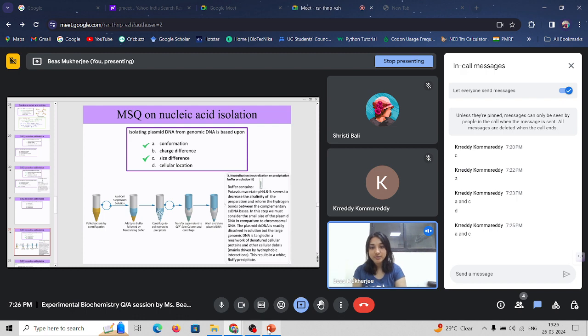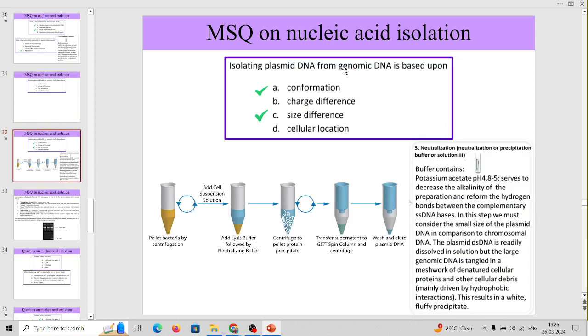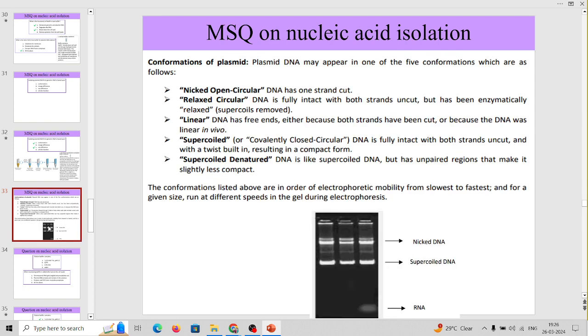Now we will look at the next question. So this tells you about the conformations of different plasmids. As we were talking about the conformation of plasmids here, I have included this slide for you so that this gives you a better idea of the conformation of plasmids. When you run the plasmids on an agarose gel, you can see that the different conformations of plasmids can be distinguished because they run differently.